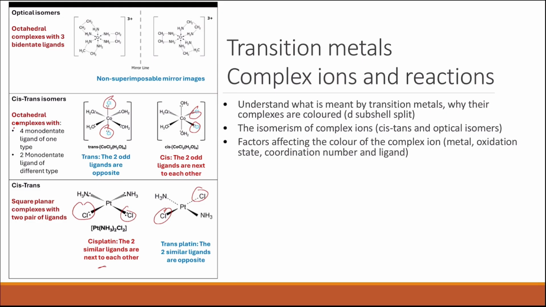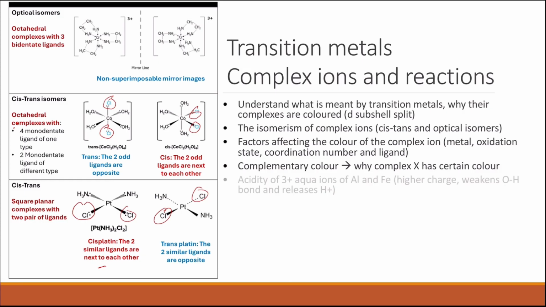Remember the different factors that affect the color of the complex ion. Very common question in the exam. And these are the type of the transition metal, the oxidation state of the transition metal, the coordination number, and the ligand used. Remember the concept of the complementary color because they tend to ask you why this complex has this particular color. So you need to refer to the absorption of light, and then the color we see is the complementary color to the color that has been absorbed.